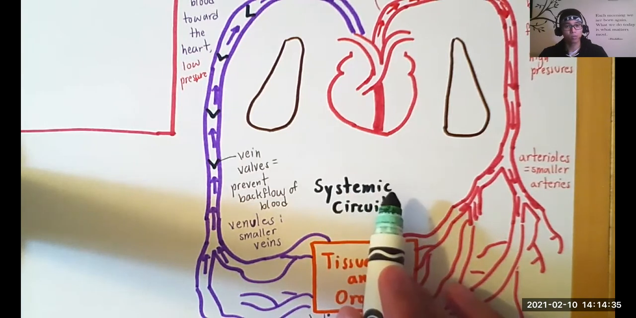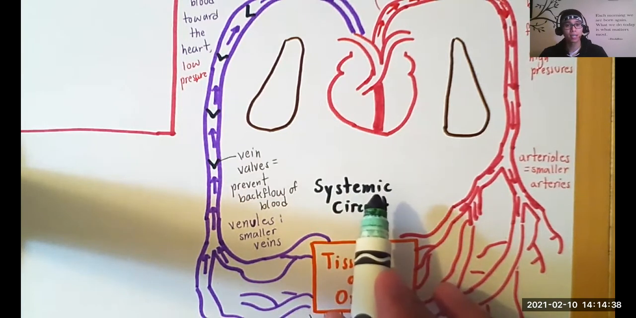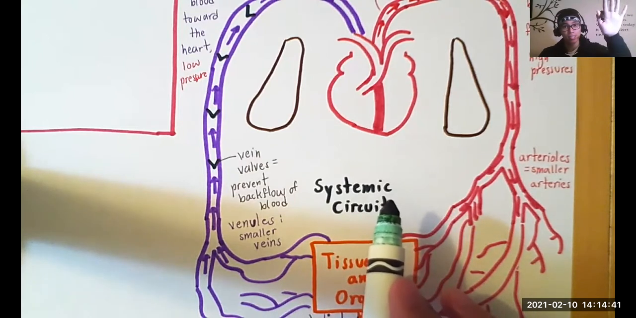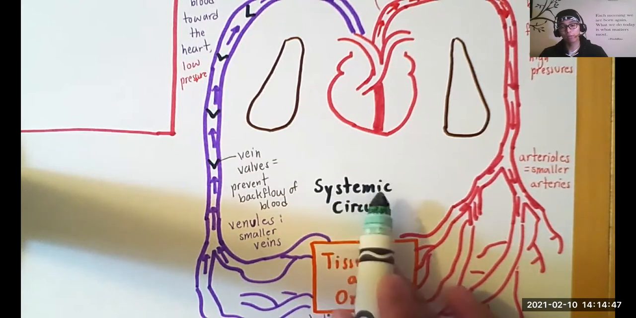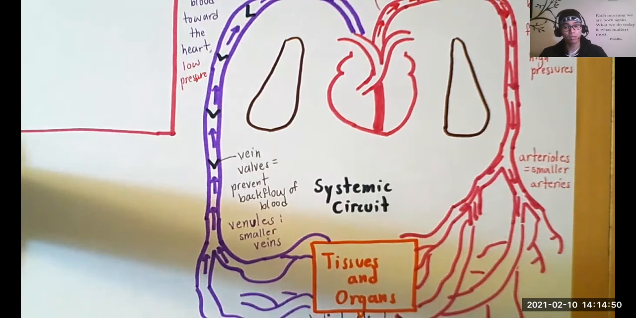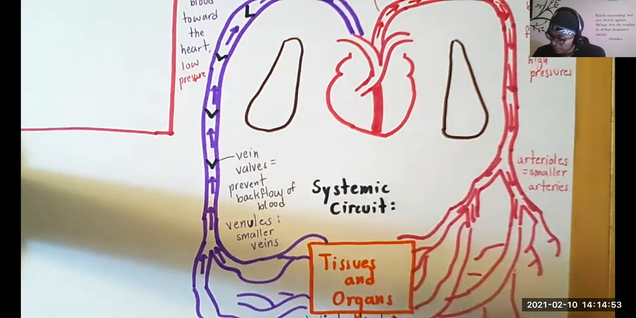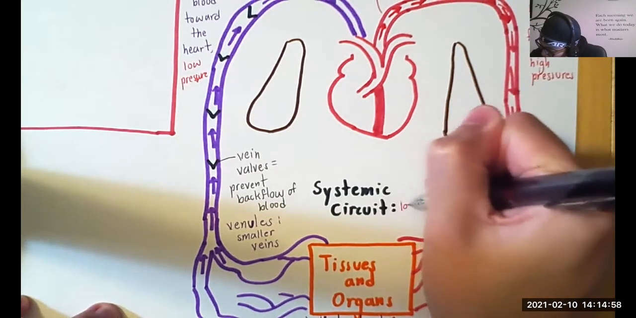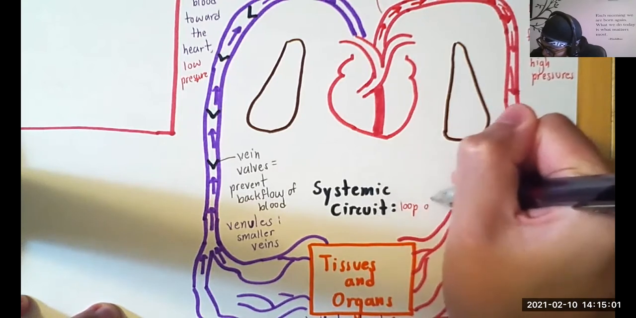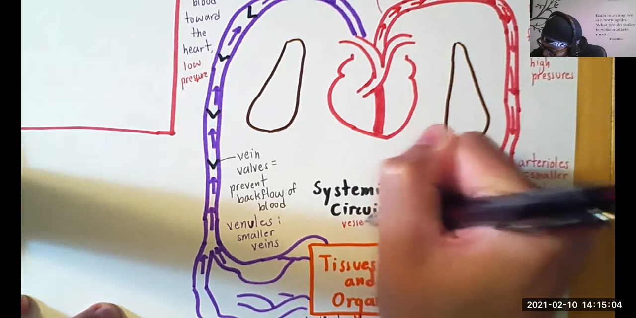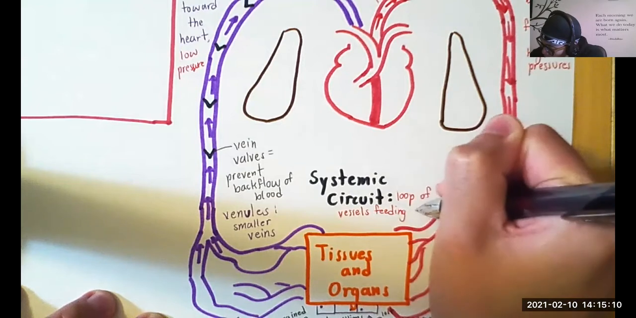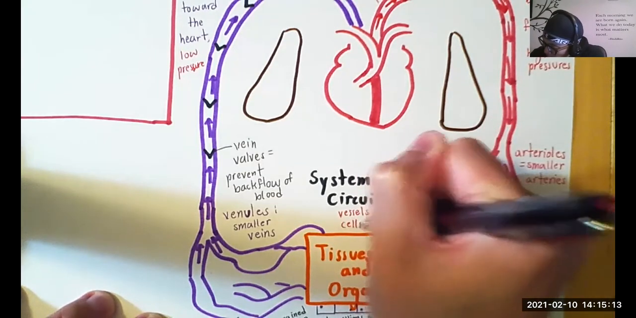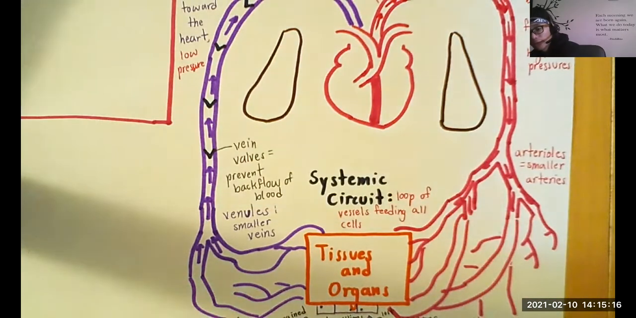You guys have probably seen this word, systemic racism, right? All around the systems of society. Systemic, that's what that word means. Here in this context, systemic means all around the system of the body. The systemic circuit can be defined as the loop of vessels feeding all cells. You can think of it that way.